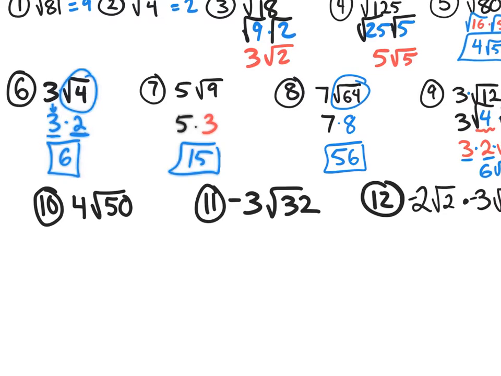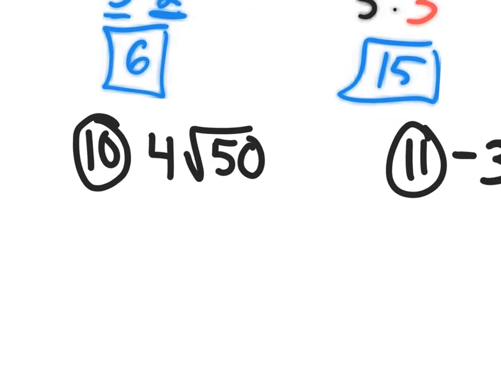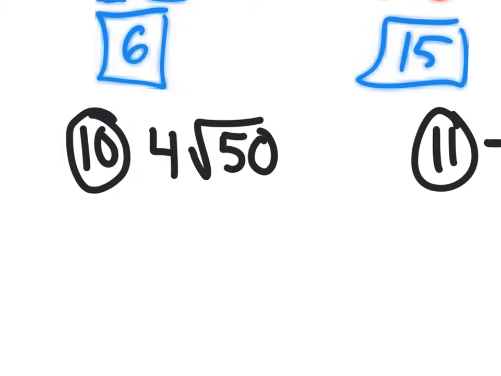Let's move on to number 10. Number 10, we have 4 square root of 50. Now, 50 is not a perfect square number, so you want to rewrite it with multiplication to get a perfect square number. So it would be pointless to do 5 times 10 because neither of those are perfect square numbers. But I am going to break it down to 25, that's a perfect square number, times 2, right?